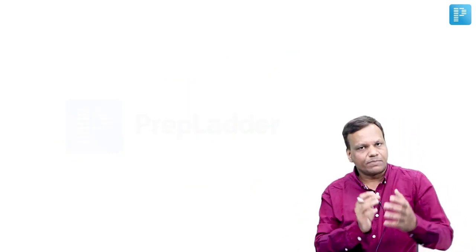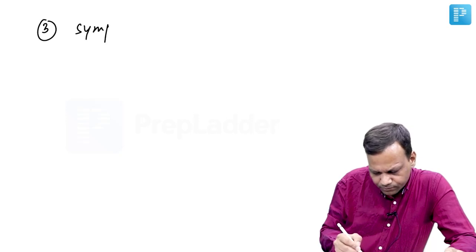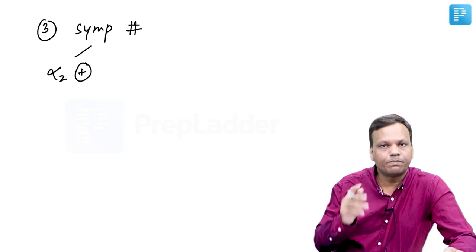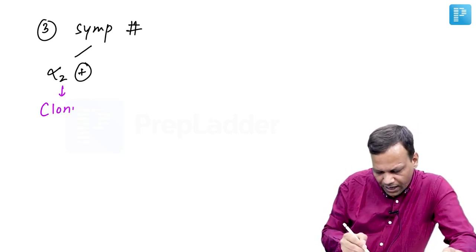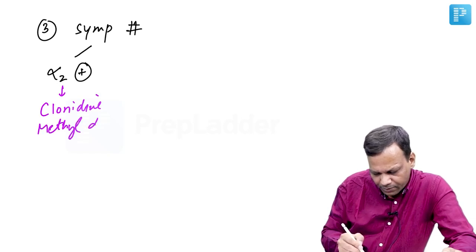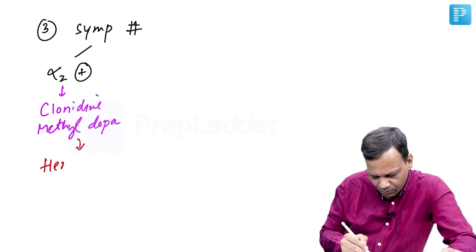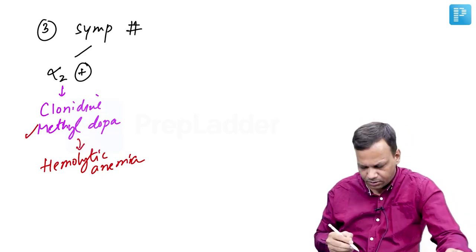Okay. So the second group of drugs we have covered in hypertension, these are vasodilators. The third group are sympathetic blockers. Sympathetic blocking drugs may be alpha 2 agonists which will press the brakes, and the drugs include clonidine and methyldopa. With methyldopa, the characteristic side effect you need to remember is hemolytic anemia. Both of these can be used in pregnancy.